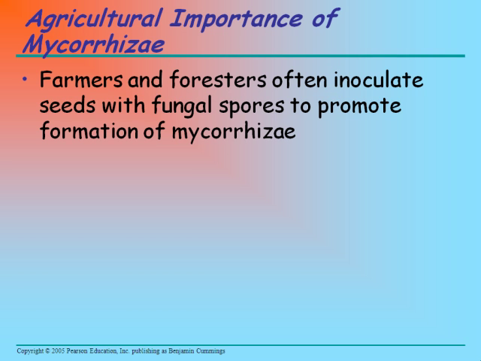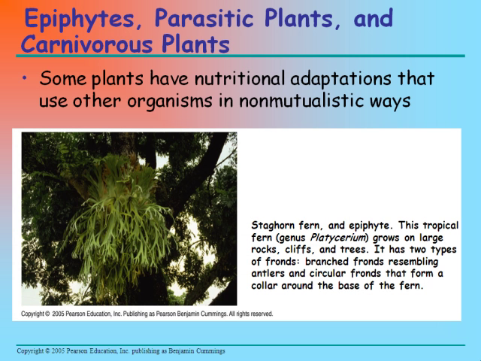So farmers and foresters often inoculate seeds with fungal spores to promote formation of the mycorrhizae, since it's beneficial. Okay, now talking about some different types of plants. Epiphytes, parasitic plants, and carnivorous plants. So they have nutritional adaptations that use other organisms in non-mutualistic ways.